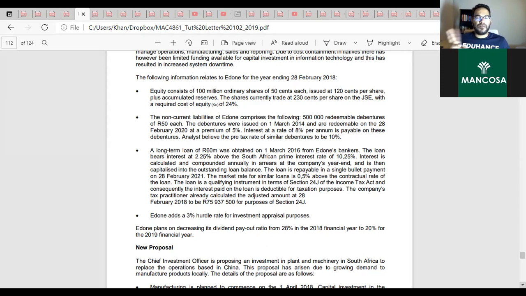Companies use a hurdle rate for multiple reasons, and two typical reasons. Number one, for purposes of risk, just in case they maybe made a mistake, or just to add a buffer. And then another reason would be if they're going to different markets.